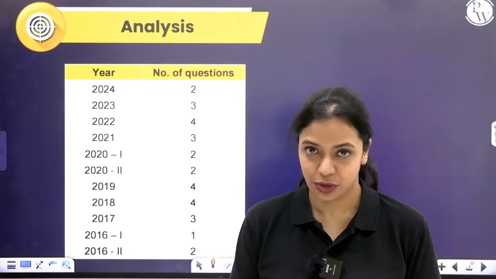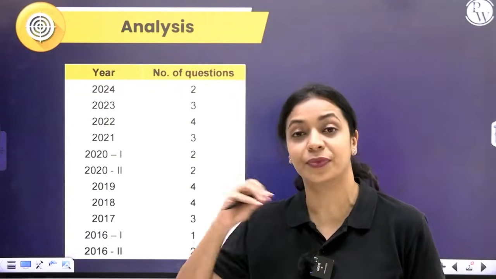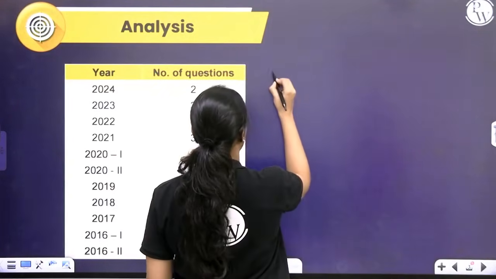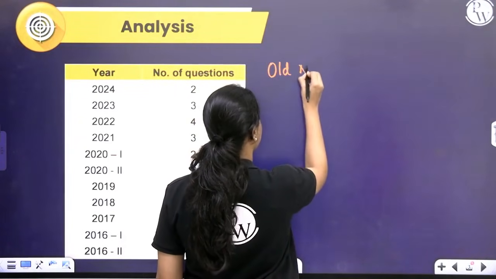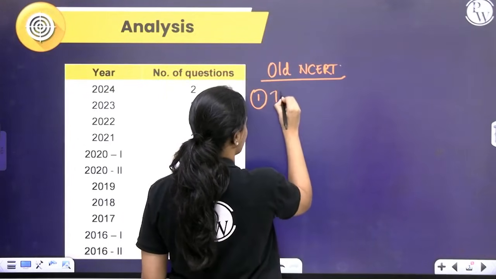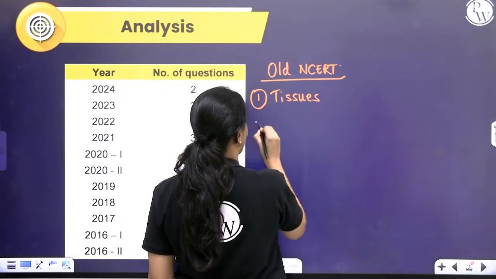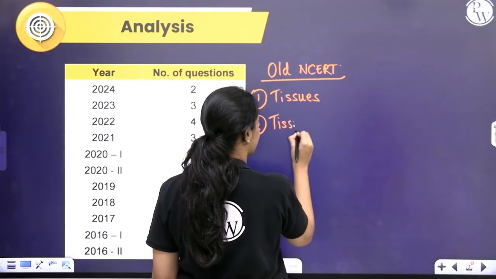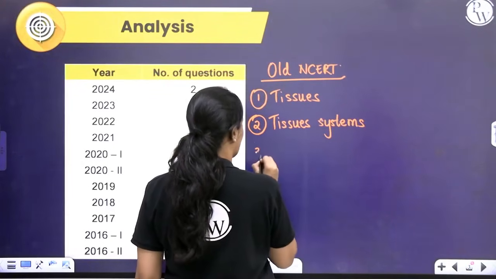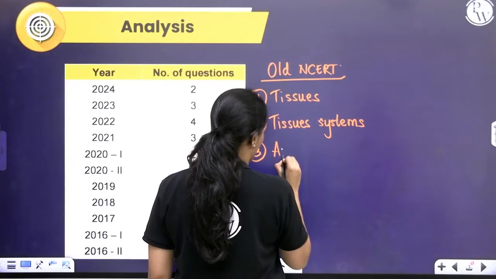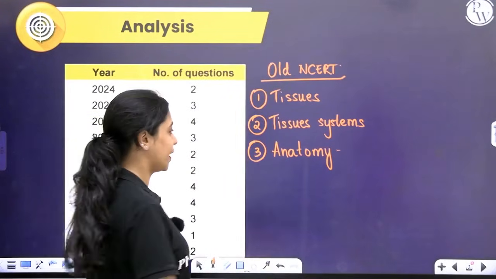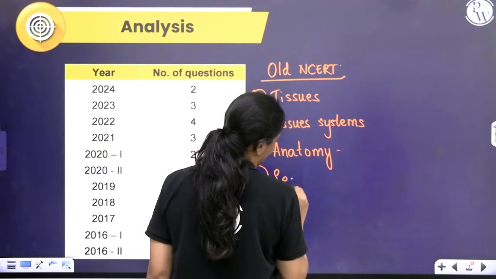Now, another question that most of you will have is whether to refer the old NCERT textbook or the new one for this chapter. For this chapter, I would suggest you to refer the old NCERT textbook. In old NCERT, you have tissues, different types of plant tissues. Then you have something called tissue systems. Then anatomy of different plant parts, where you take sections of dicot and monocot, root, stem, leaves and all of that. And then in the end, you have something called secondary growth.